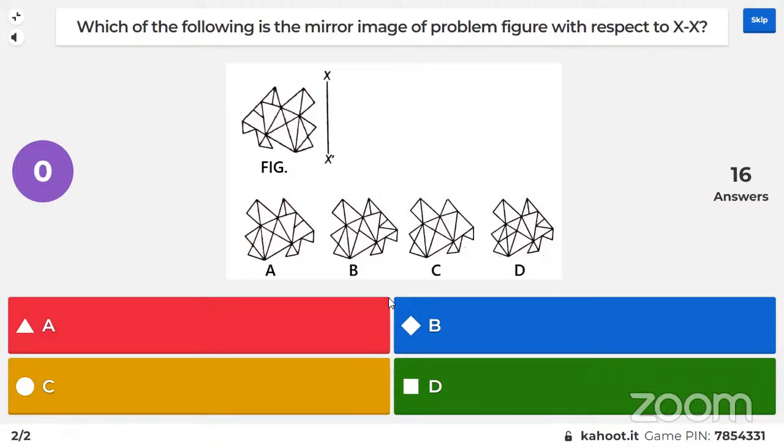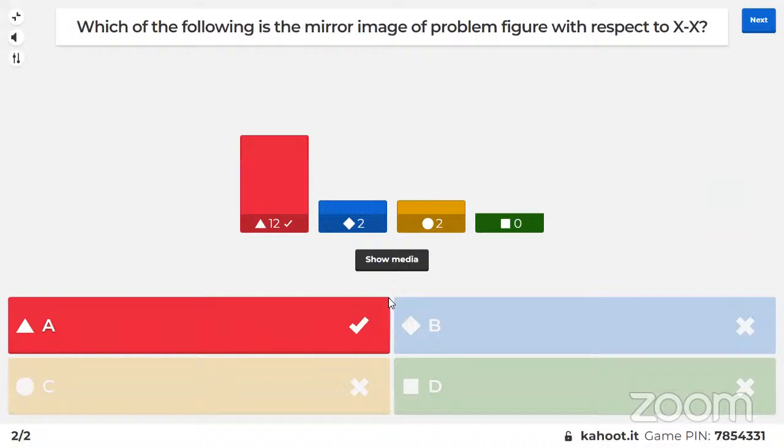All right, so we have come to the answer. So here also A is the correct answer, and here you can see that most of you answered it correctly. Okay, so now we'll be moving on to the podium.